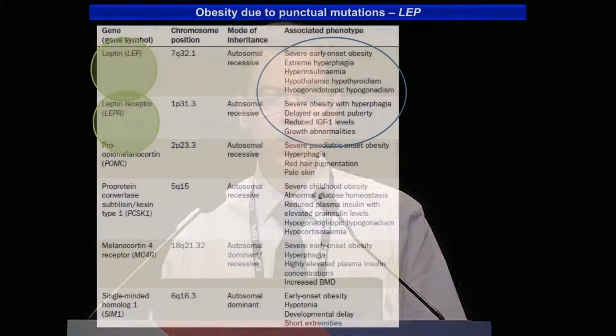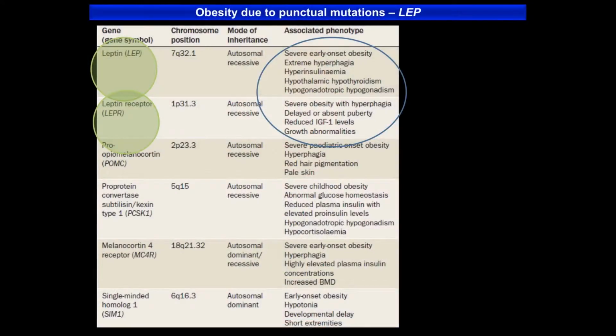Now, the second example is very well known because it was the first gene found: leptin and leptin receptor. So they are recessive. You need 2 mutations to have obesity. But what you see here in this review is that it's not exactly the same. So the phenotypes are different.